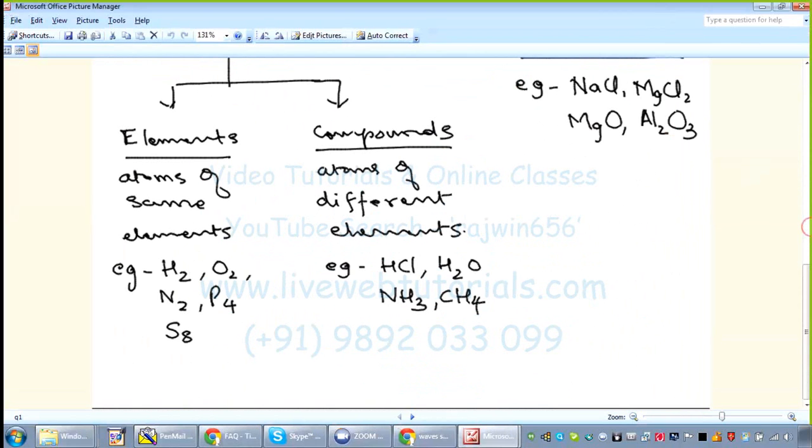We have shown here hydrogen, oxygen and nitrogen. This phosphorus and sulfur, we will take it later. All right, we are considering now the covalent bonds of compounds. The first example that we are going to take over here is the formation of the HCl molecule.